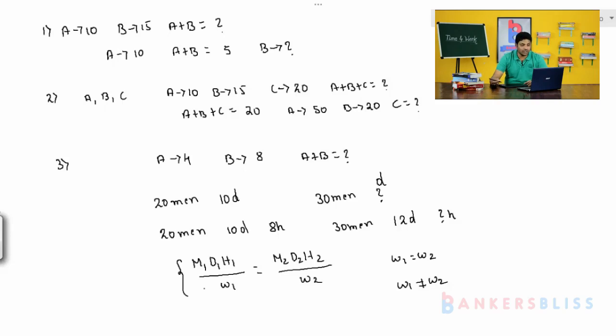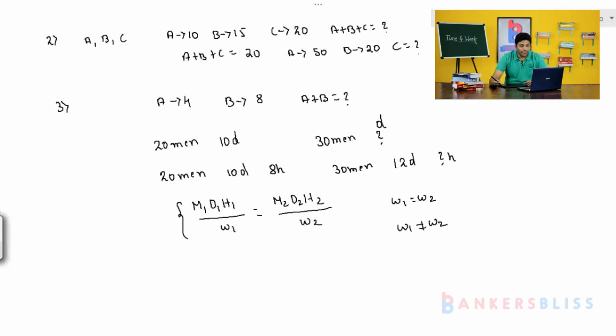Okay, so 20 men 10 days, 30 men how many days? 20 men 10 days 8 hours, 30 men 12 days, how many hours? Okay, so to solve these types of problems, we go with this formula: M1 D1 H1 divided by W1 is equal to M2 D2 H2 divided by W2.